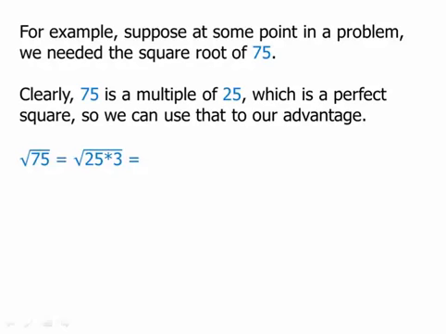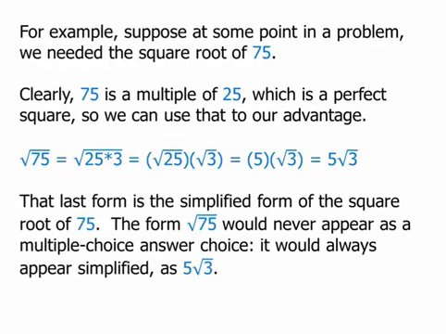I'm going to separate that out into two separate roots, and of course the square root of 25, that's something I can simplify. That's a perfect square, so square root of 25 is just 5. And I can just write this as 5 times root 3. That is simplified. That last form is the simplified form of the square root of 75. The form radical 75 would never appear as a multiple choice answer choice. It would always appear in the simplified form 5 root 3. So this is one of the reasons it's very important to know how to simplify.